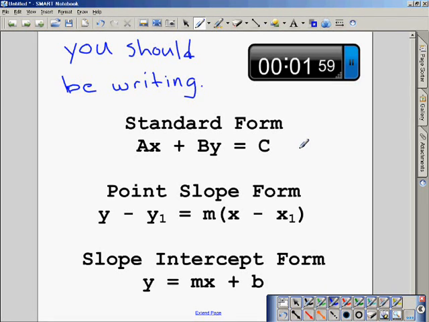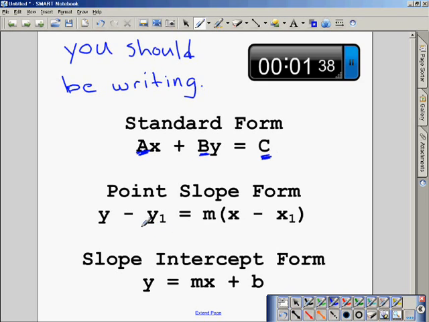Okay, now everybody, listen up. Hopefully you're done writing by now. If you're not, listen. Finish writing. Standard form. The A and the B and the C are actual numbers. Remember that. The A, the B, and the C are actual numbers.